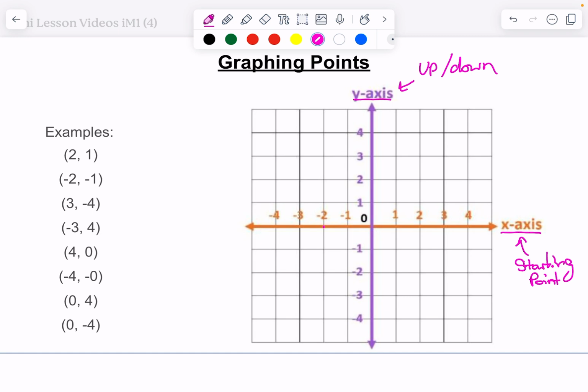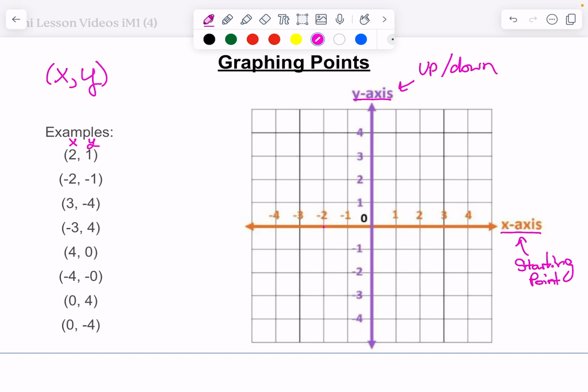Now we need to remember that x is always your first number and y is always your second number. And a really easy way to remember that is that x comes before y in the alphabet. So if you ever forget, just sing the alphabet song and you'll see it at the end. It goes W, X, Y, and Z. X comes first.